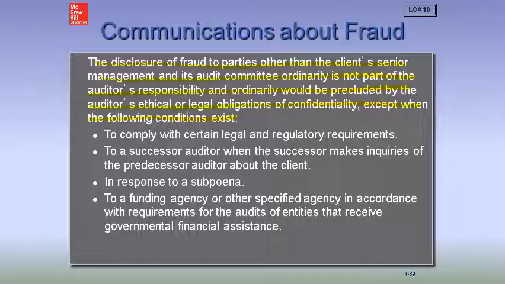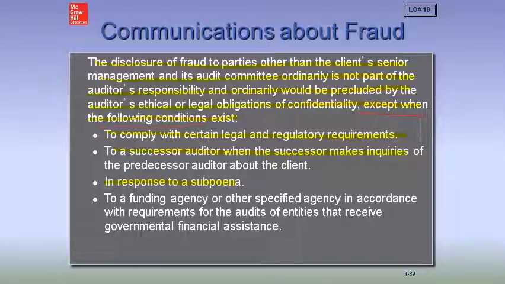So let's go ahead and take a look at those exceptions. We say to comply with regulatory legal requirements that say certain types of fraud must be reported outside of the company, and there are specific ones with the SEC, etc. When the successor auditor makes the inquiry, remember we talked last time about the required inquiry that the successor has to make of the predecessor in Chapter 3, and one of those was about fraud, suspected instances of fraud. If we are subpoenaed, brought to court, there is no CPA-client privilege. If you get subpoenaed, you're going to court, you're bringing your work papers, etc.